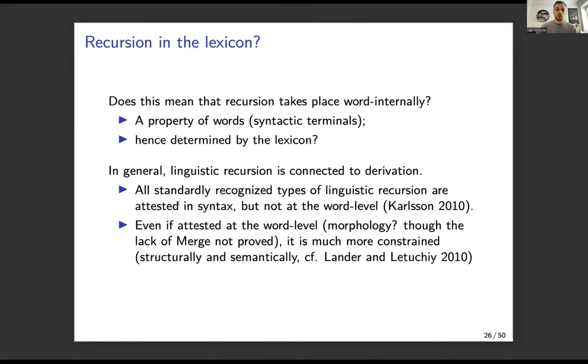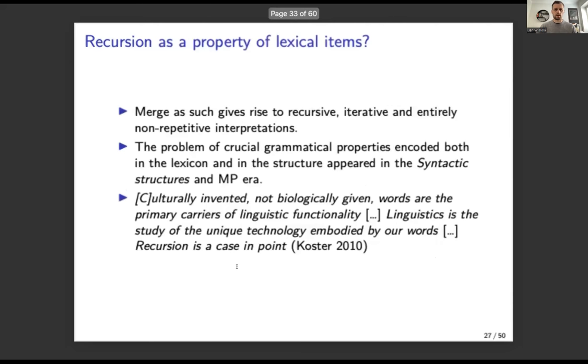And moreover, we know that even if we have recursion in morphology, in languages with rich morphology, even if it's attested at the word level, there are two problems. First of all, even if it is morphology, it's not in and of itself proof that there is a lack of merge there. And moreover, we know that it is much more constrained from the point of view of both structure and semantics. So it would not be innocent to say that, but on the other hand, we also have some reasons to push in this direction.